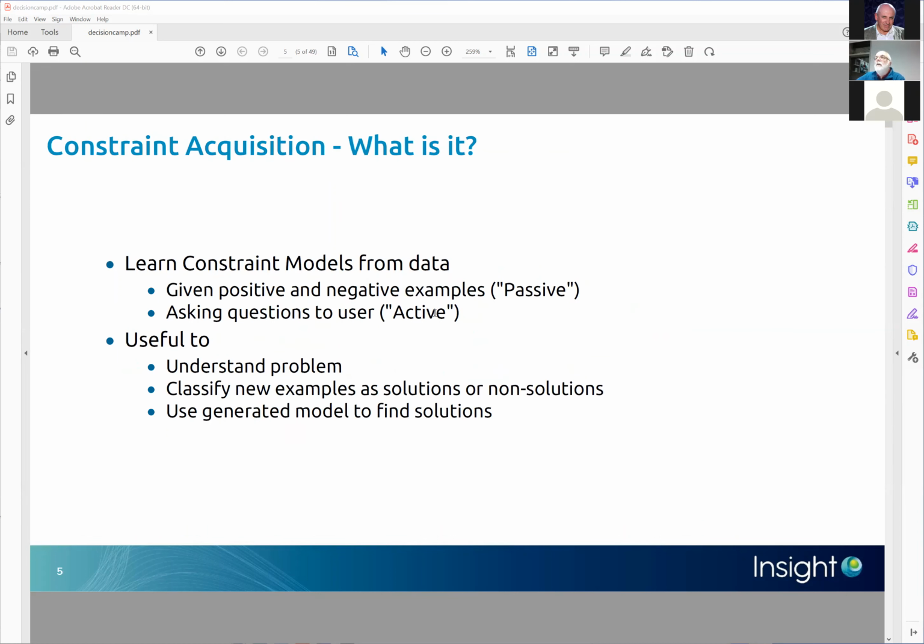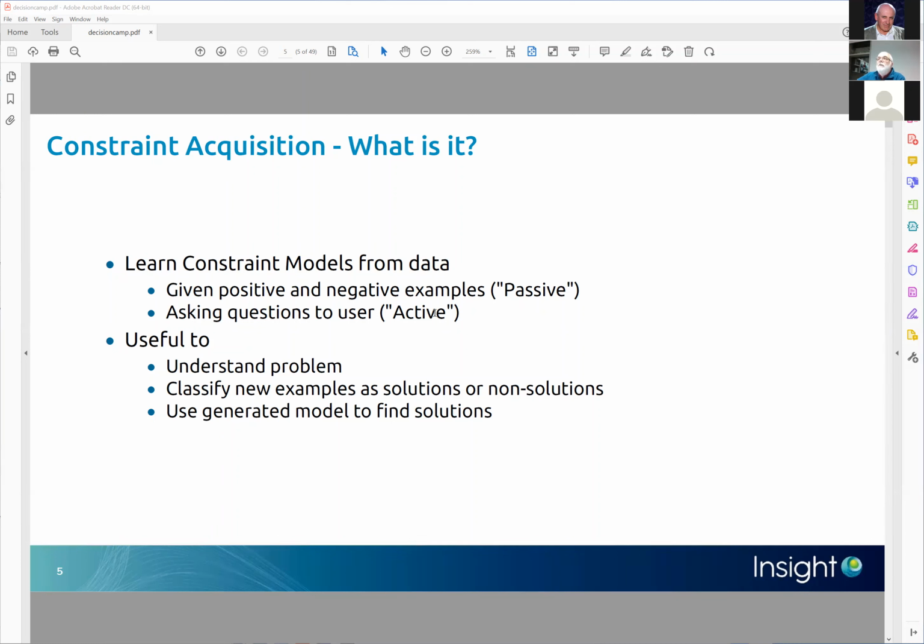Now, we are not talking just about constraint programming, we are talking about constraint acquisition. What is that? We want to learn constraint models from data, and we are given positive and negative examples. This is what is called passive learning in the AI context. There is another branch of constraint acquisition that deals with active learning, asking questions to users and having an interactive session with the user. I'm not very keen on that. Perhaps we can discuss that later on.